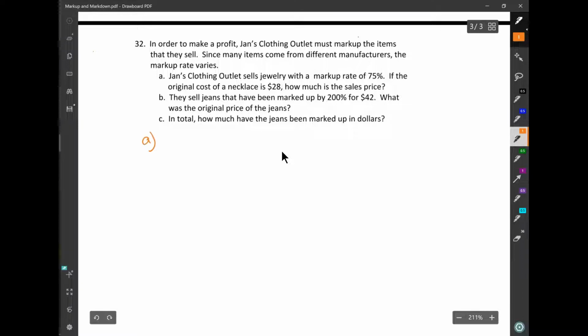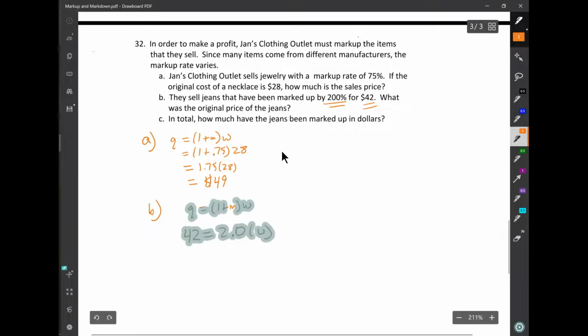All right, in A, we'll work it down here. The new price is, there's a markup, right? So 1 plus M times original price. The markup rate is 75%, so 0.75 times the original cost is 28. So that's 1.75 times 28, or $49.